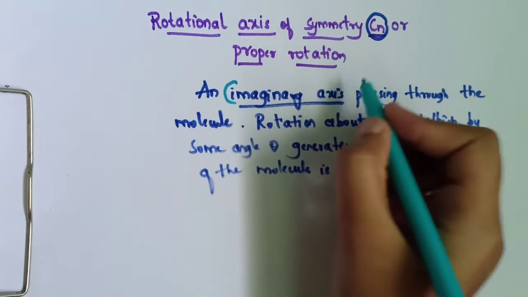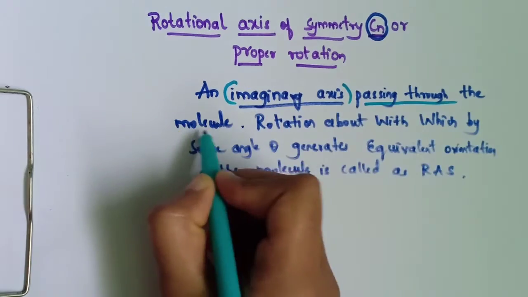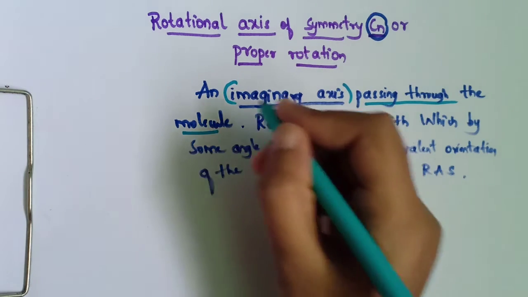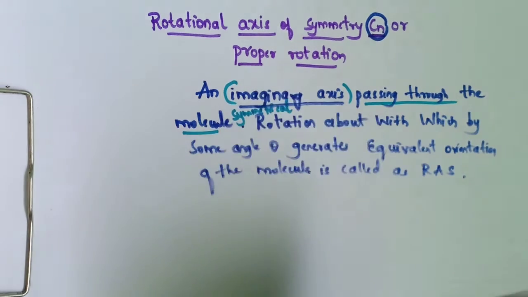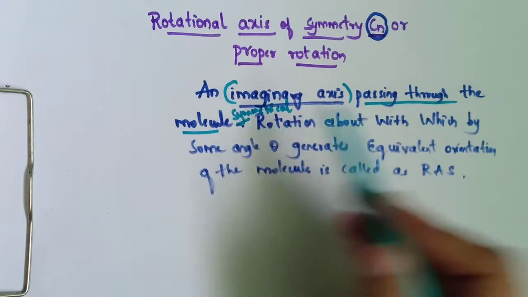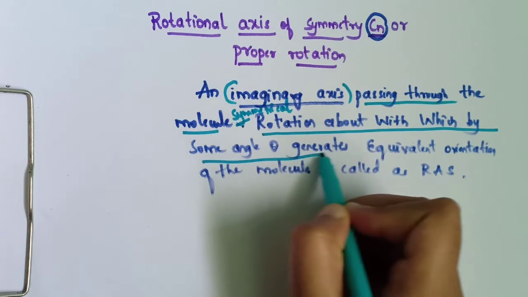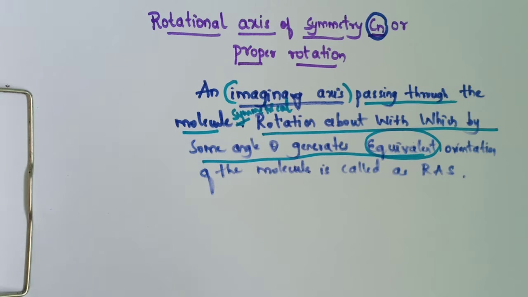You should remember that it is an imaginary axis. We should imagine this axis passing through the molecule symmetrically. That means it cuts the molecule into two equal halves. An imaginary axis passing through the molecule symmetrically, rotation about which by some angle theta generates an equivalent orientation, is called a rotational axis of symmetry or proper rotation.